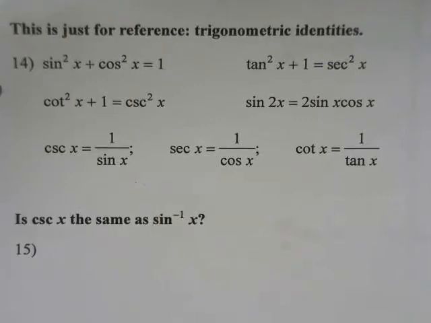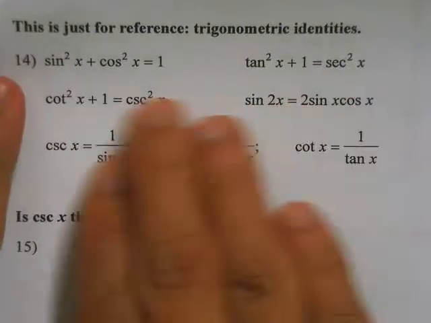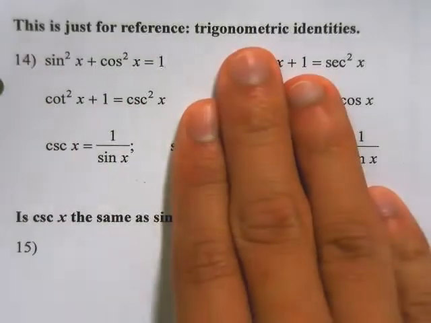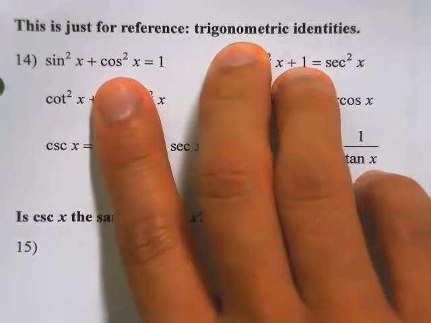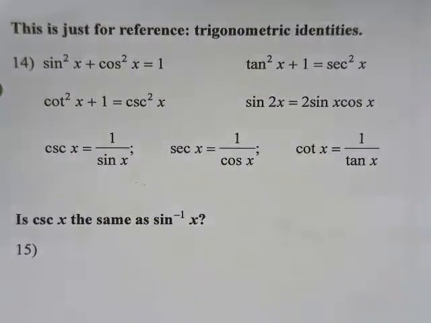This should be the last video for this lesson. We are at number 14, and these are just for reference. I think you've used them before in your trigonometry and pre-calculus classes. Sine squared plus cosine squared is equal to 1, so those identities.